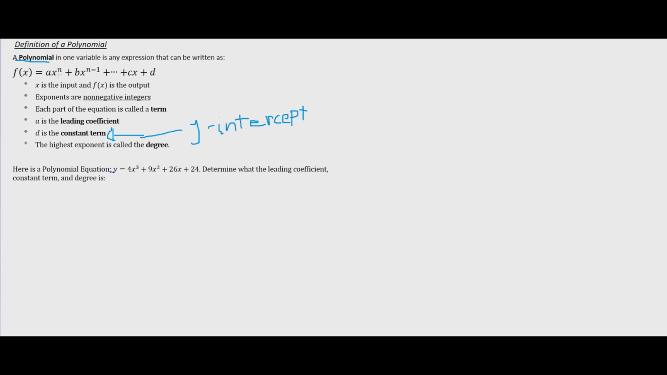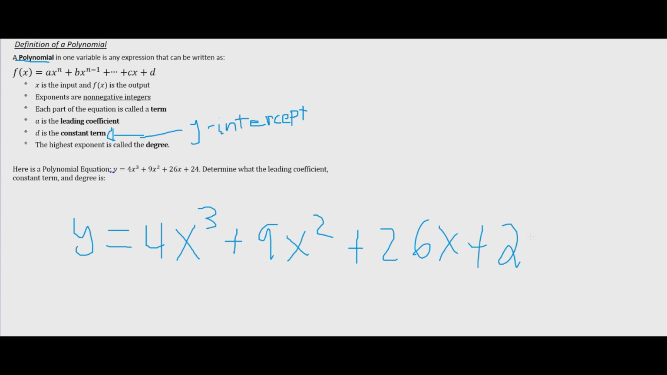So the highest exponent, whatever exponent in our equation is the highest, is going to be called our degree. All right, so let's go ahead and look at this equation down over here. We have y is equal to 4x to the third plus 9x squared plus 26x plus 24.